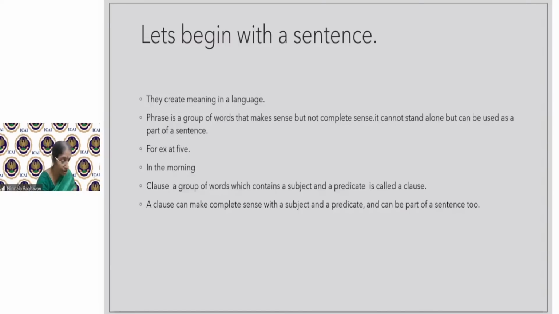Now, what are phrases and clauses? Phrases are a group of words that does not give you complete meaning, whereas a clause gives you a complete meaning. For example, when I say peacocks dance, okay, it has a subject and a predicate. It has a main verb. Dance is a main verb. Peacock is a subject. So it forms a complete sentence. Now, for example, they create meaning in a language. Phrase is the group of words that make sense but not complete sense. It cannot stand alone but can be used as a part of a sentence. For example, at 5, although it rained.